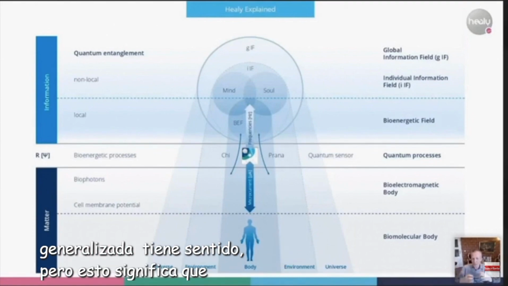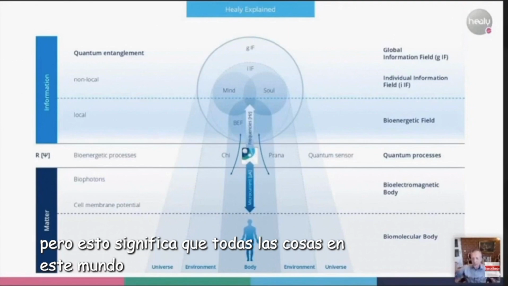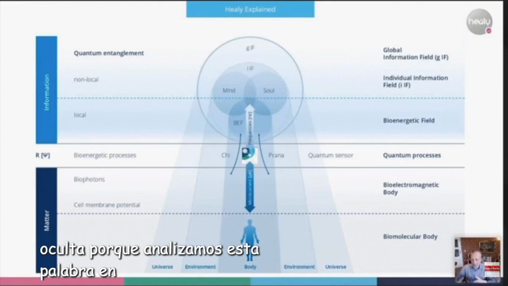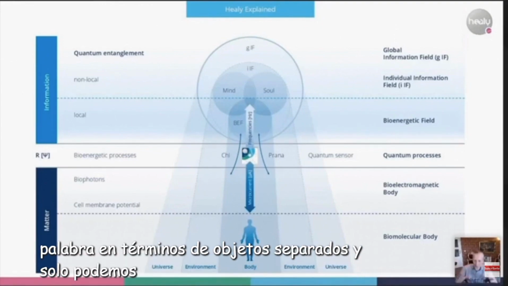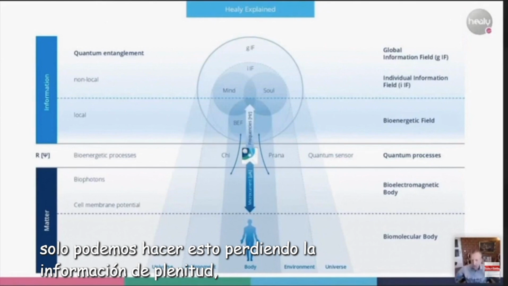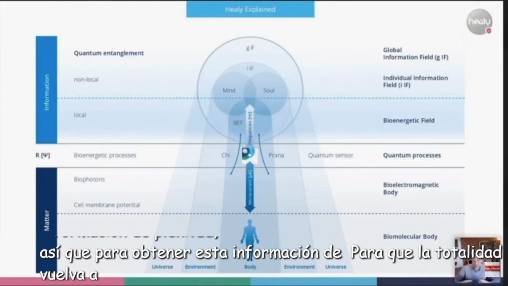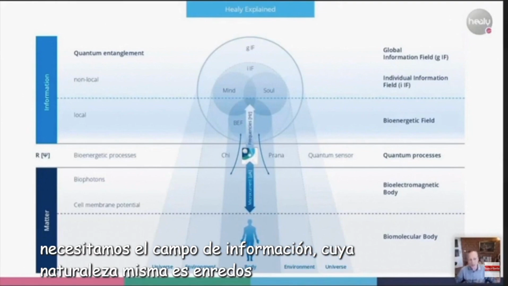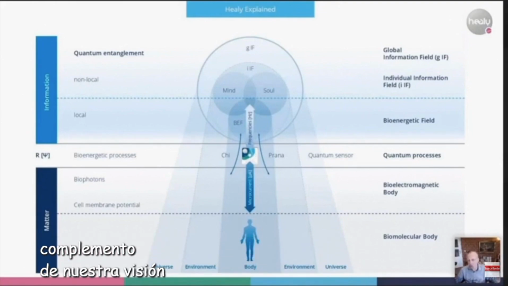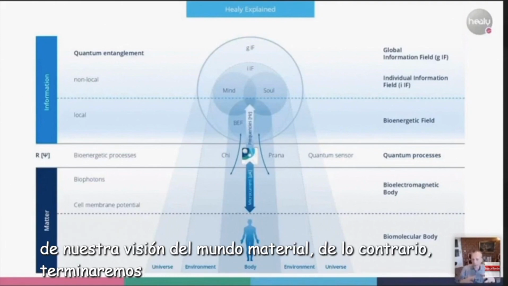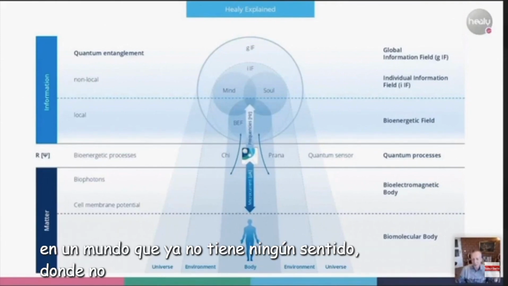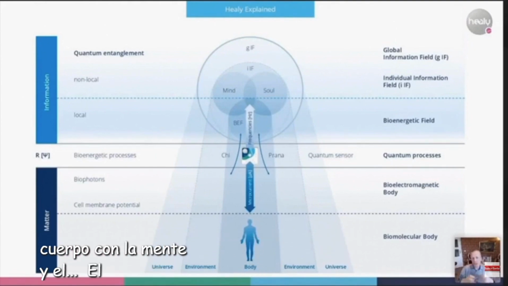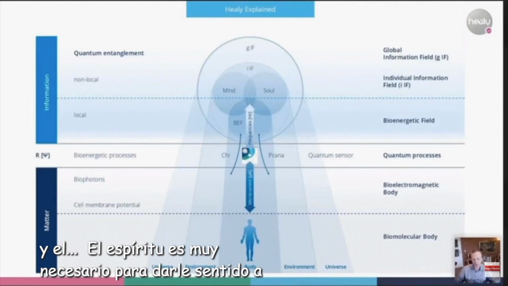So this means that all the things in this world have a kind of relationship which is hidden. It's hidden because we analyze this world in terms of separate objects, and we can only do this by losing the information of wholeness. So to get this information of wholeness back into the picture, we need the information field, whose very nature is quantum entanglement, as a complementation of our material worldview. Otherwise, we end up in a world which doesn't make any sense anymore, where we cannot connect body back to the mind and the spirit, which is very much necessary to make meaning out of this world.